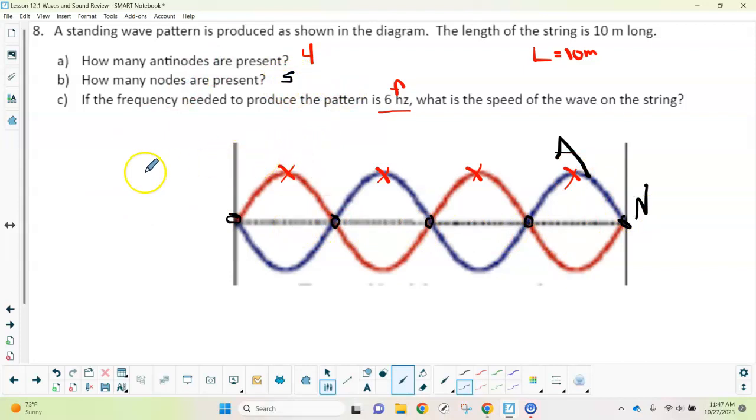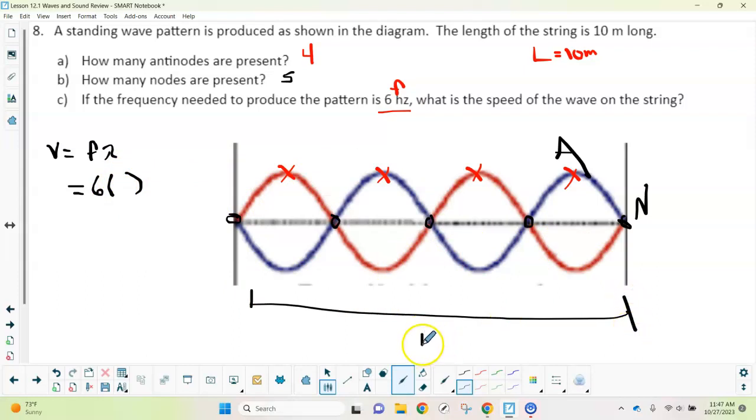And then in order to calculate velocity, it's the same equation. It's frequency times wavelength. So we have to figure out the wavelength that is fitting on this string, or the length of one wave. So the frequency is easy. That's just 6. It's given to us. The wavelength you got to think about in terms of the length of the whole string. So the whole string is 10 meters.